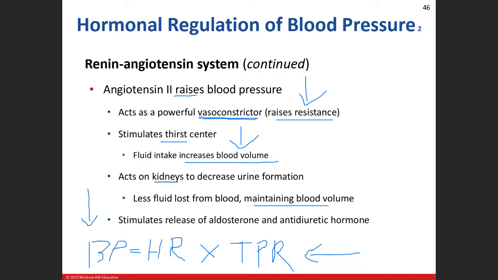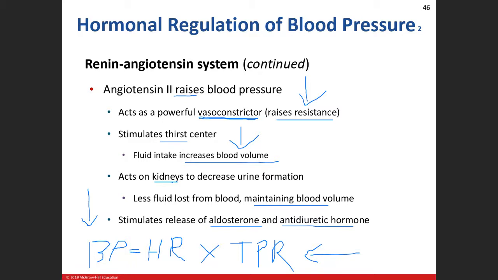And then it's going to stimulate the release of aldosterone and antidiuretic hormone, which is what we're going to talk about here. So this whole renin-angiotensin axis plays a big role in the hormonal aspect, or the endocrine aspect, of your blood pressure. The fact that angiotensin 2 does all this is quite impressive.